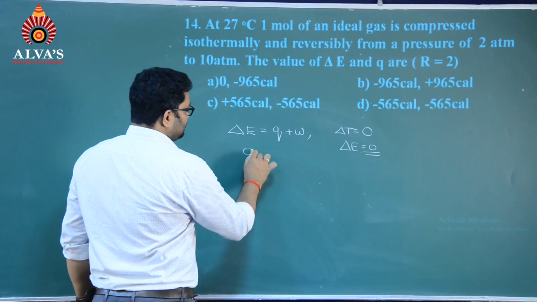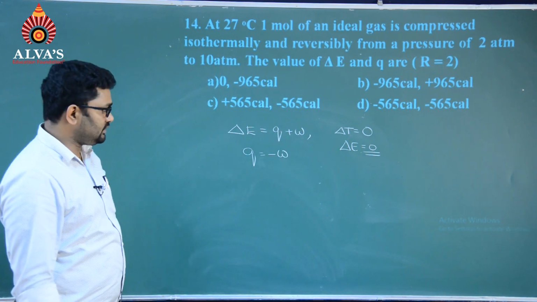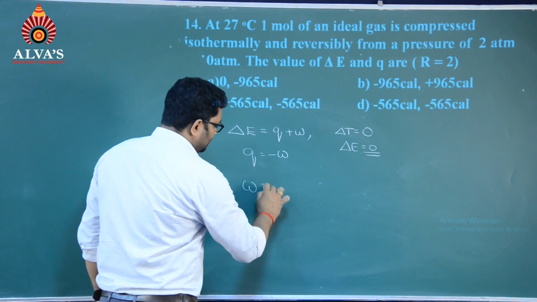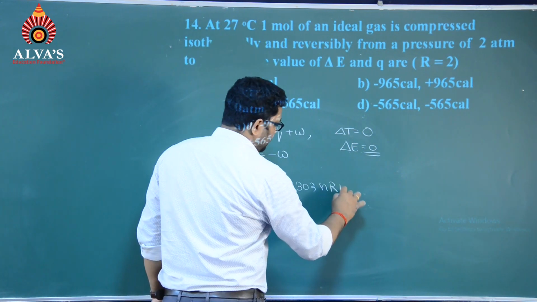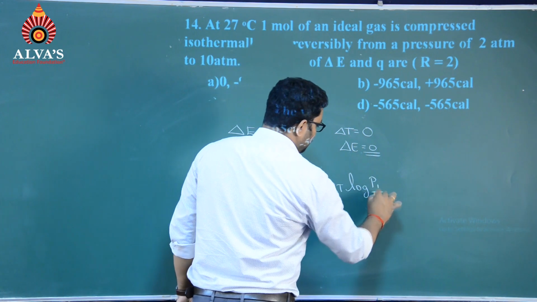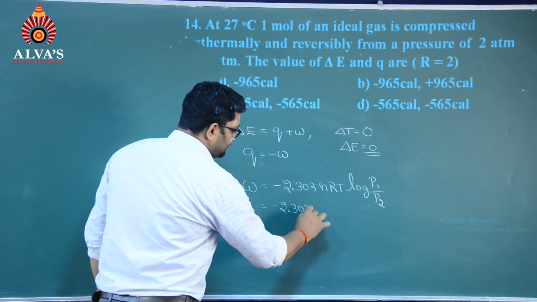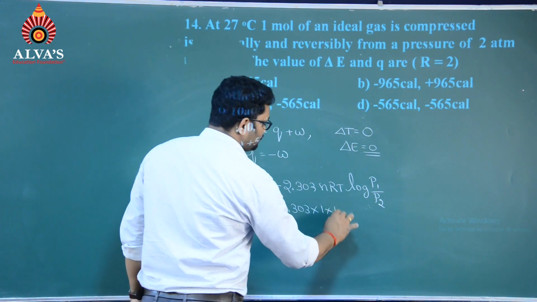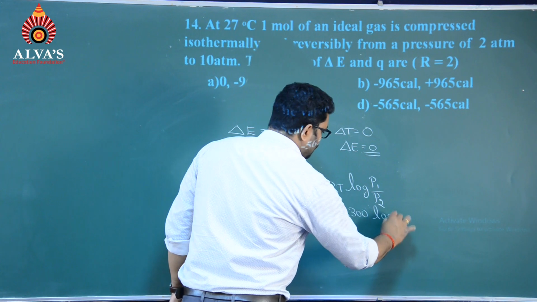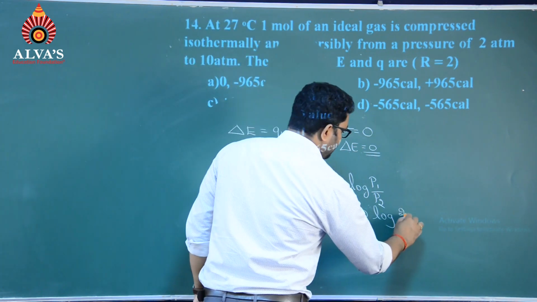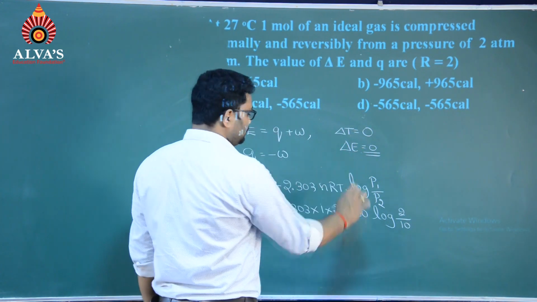Now this equation will become Q is equal to minus W. Now work done is nothing but minus 2.303 into nRT log P1 by P2, initial pressure and final pressure. Substitute the values of parameters, that is n equal to 1 mole, R value is 2 calorie, temperature is 27 degrees Celsius, that is 300 into log P1, initial pressure is 2 atm, final pressure is 10 atm. The value of R is 2 calorie.